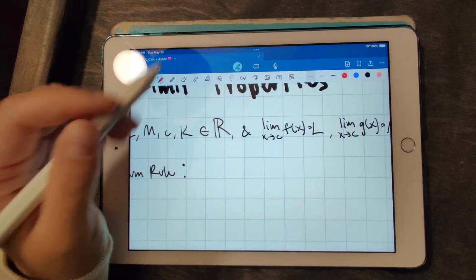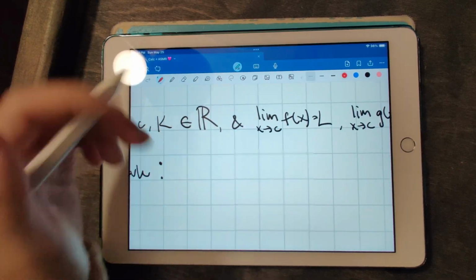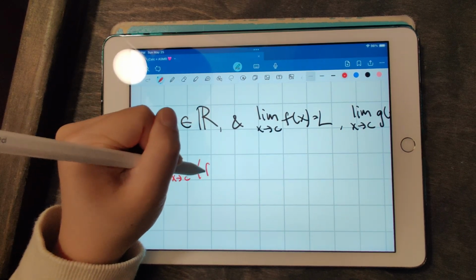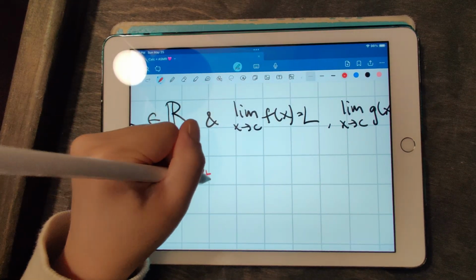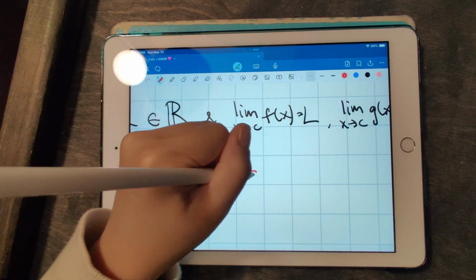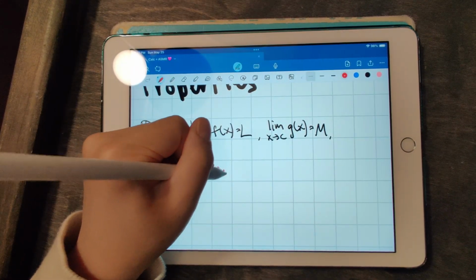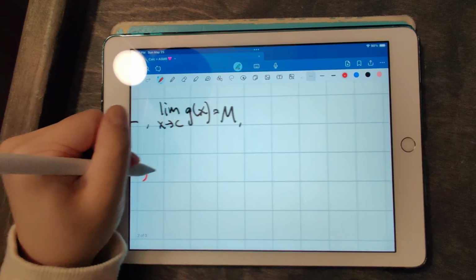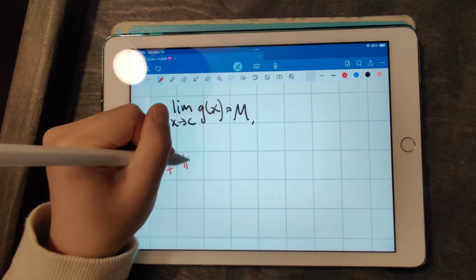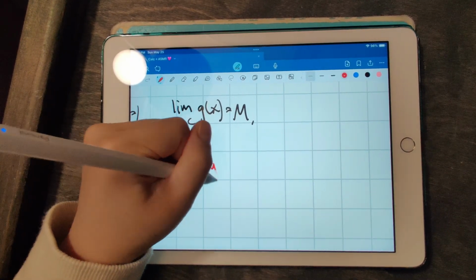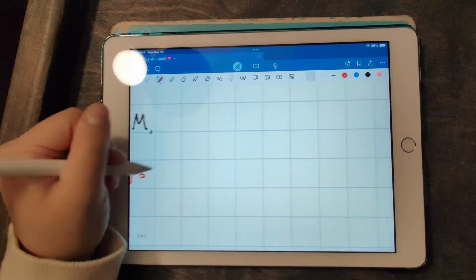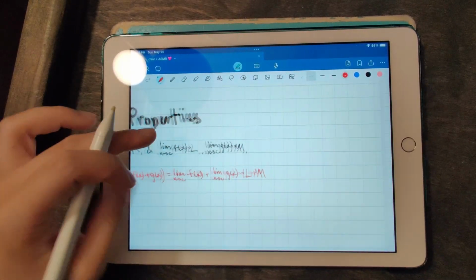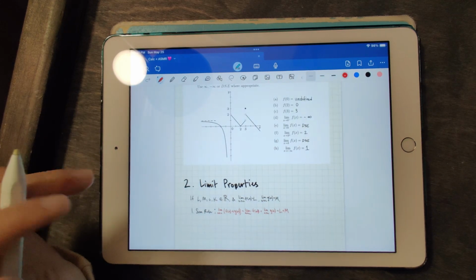I'm going to change to a different color. What it basically says is the limit as x approaches C of f of x plus g of x equals the limit as x approaches C of f of x, plus the limit as x approaches C of g of x equals L plus M.